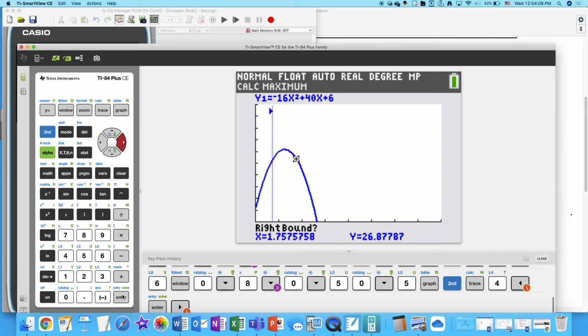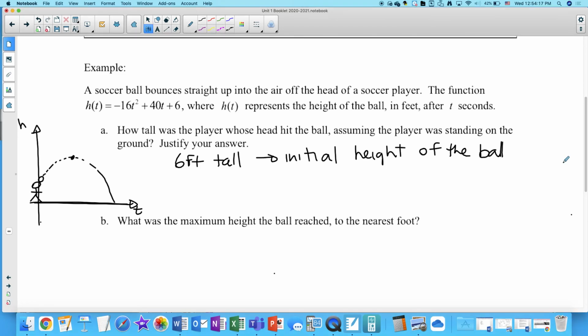Okay, so the 31 is the maximum height. The 1.25 tells us at what time that happens. So the maximum height is 31 feet. Okay, on the Casio, if that's the calculator that you have, then remember everything is under G-solve. So you're going to go to number 2 for maximum, and it just gives you the point, which is kind of nice.